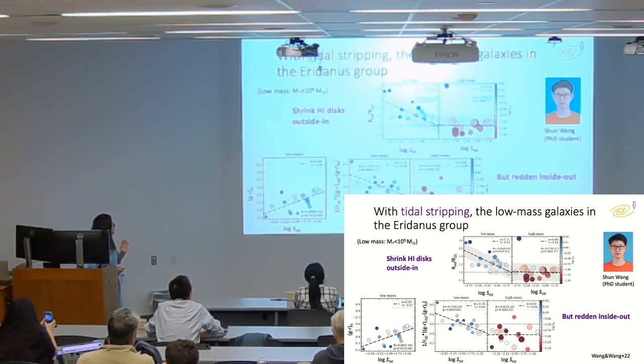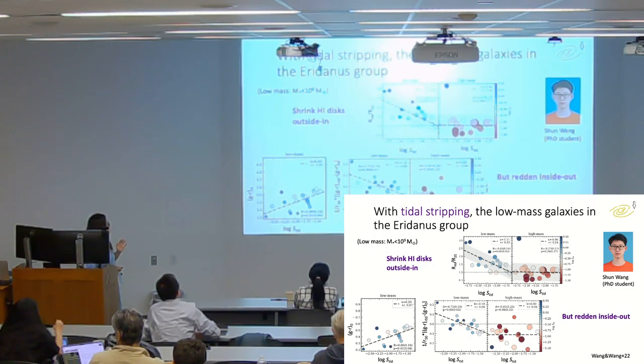It becomes more passive, and the color gradients become more negative as a function of stronger tidal stripping. So the central region reddens in a much more extreme way than the outer regions. The center of the galaxies reddens, or quenches, inside out.